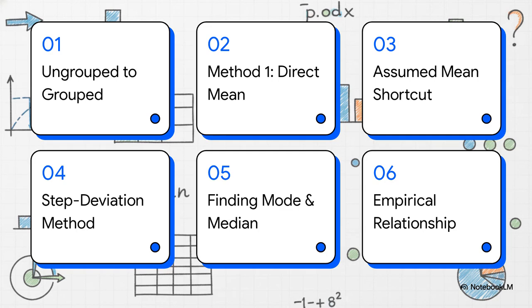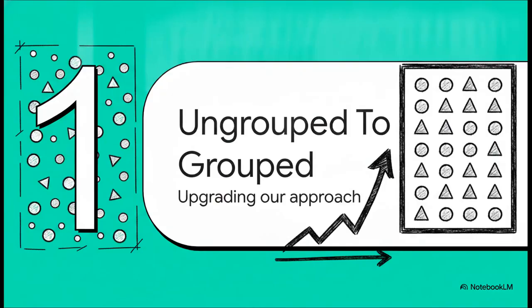Here's our roadmap to level up your skills today. We'll be looking at ungrouped to grouped data, method 1, which is the direct mean, the assumed mean shortcut, the step deviation shortcut, finding mode and median, and finally, the empirical relationship. Let's get to it. Section 1.